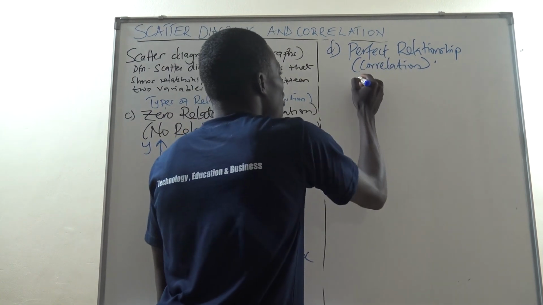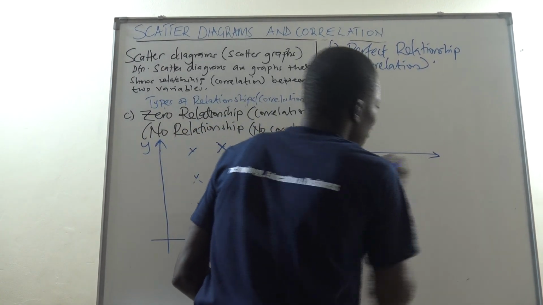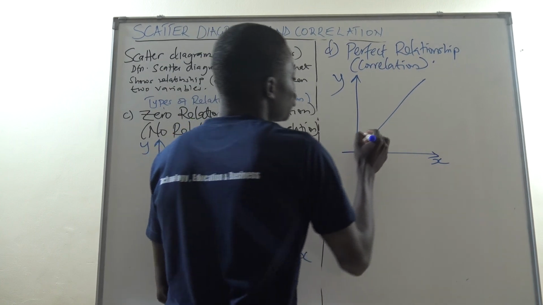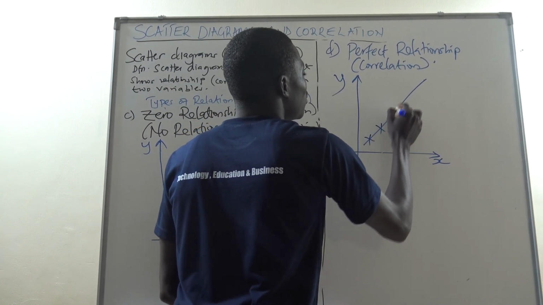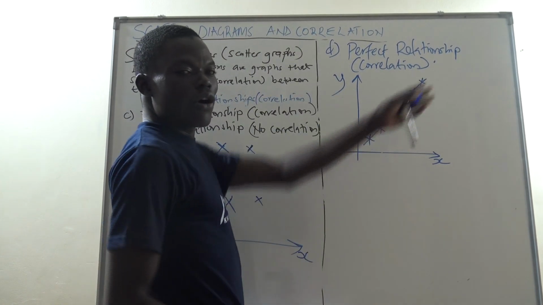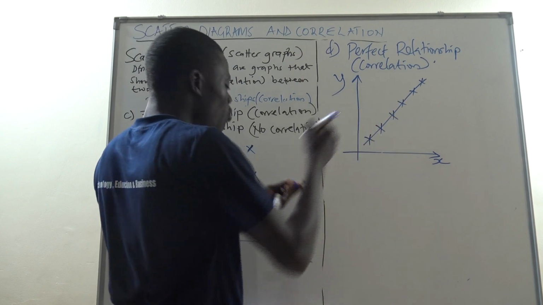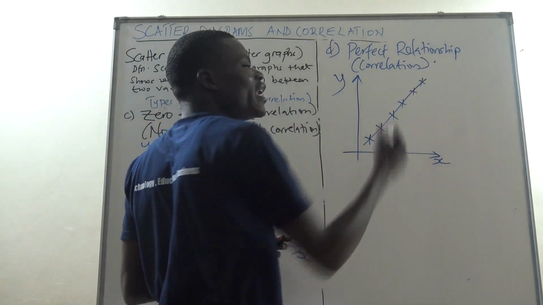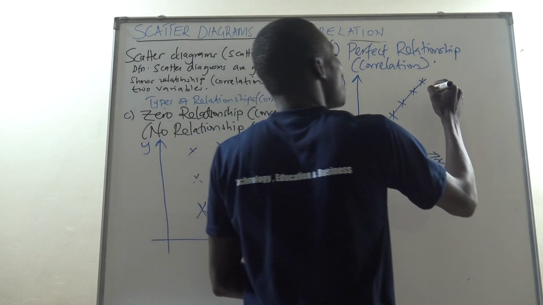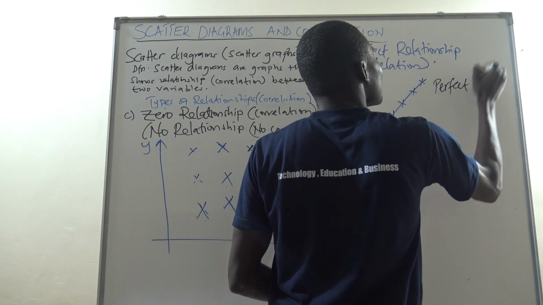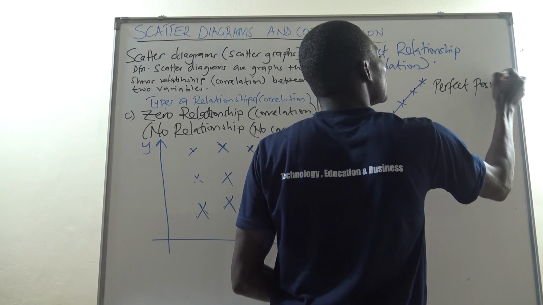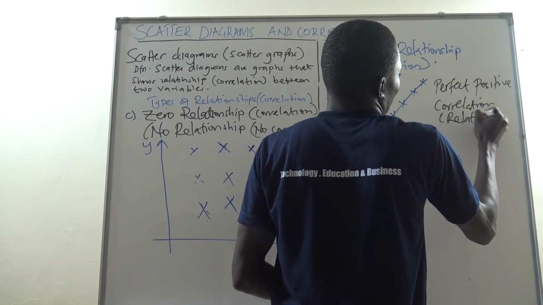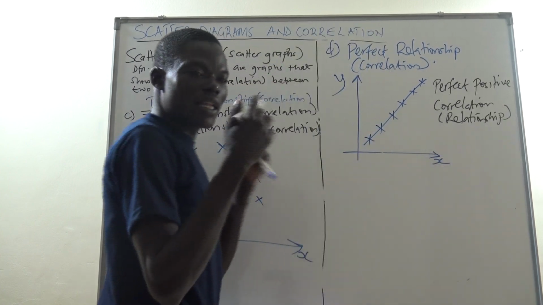So, for example, if you have your data points plotted for y and x, and they give you a relationship of this type, you find that all the data points are on that line. Then obviously it becomes a perfect relationship. But in which direction? This line has a positive gradient. So this will be a perfect positive correlation or relationship.